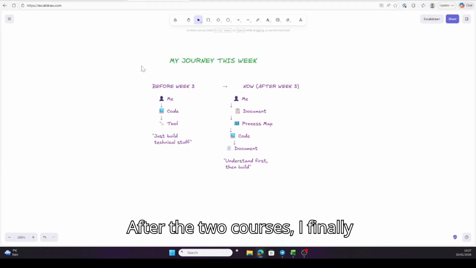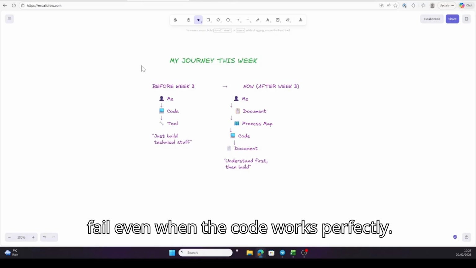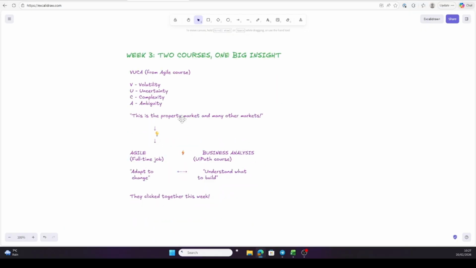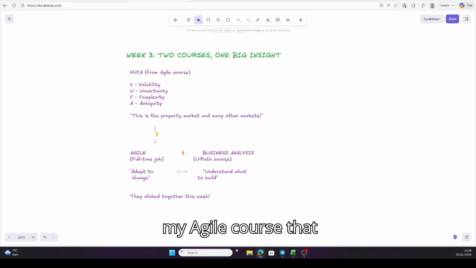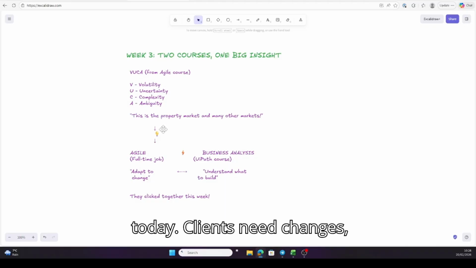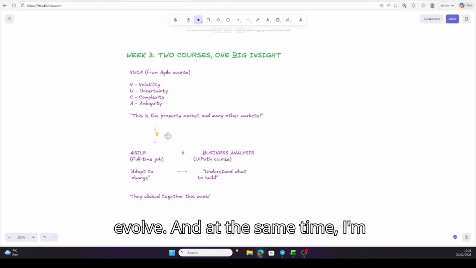After the two courses, I finally understood why some automation projects fail even when the code works perfectly. So this week, I learned about VUCA from my Agile course: volatility, uncertainty, complexity, and ambiguity. And honestly, that describes so many business environments today. Client needs change, requirements shift, market conditions evolve.